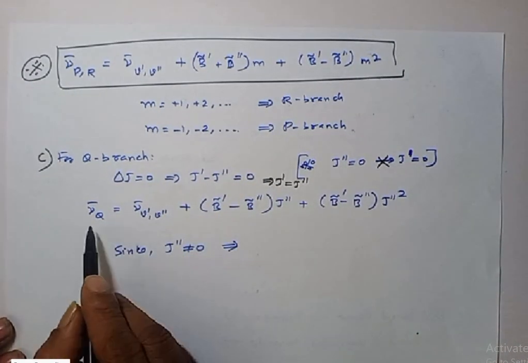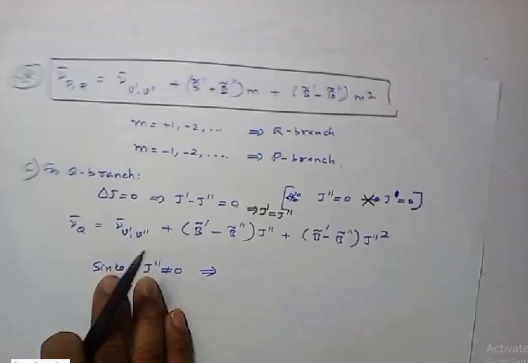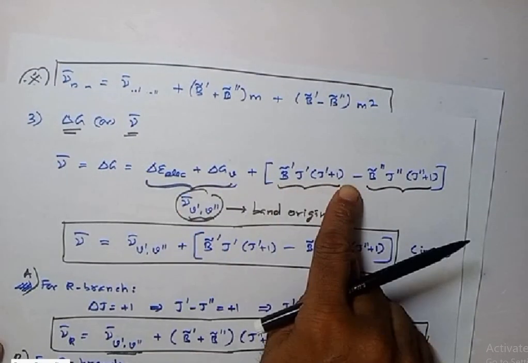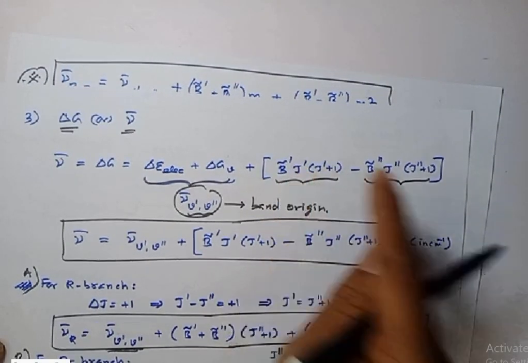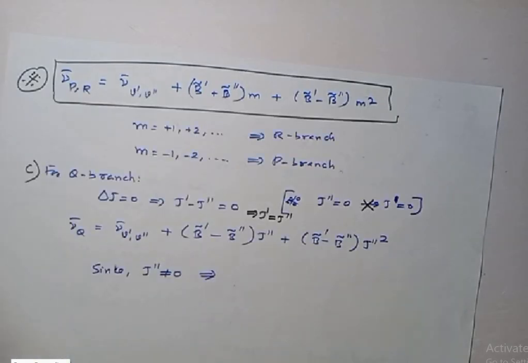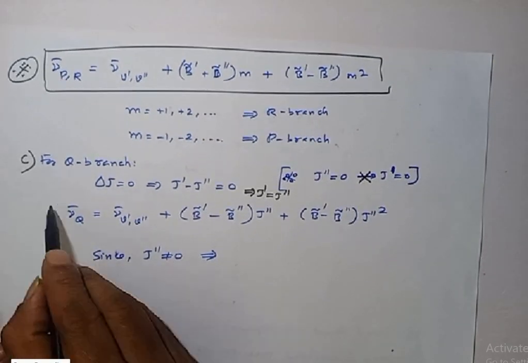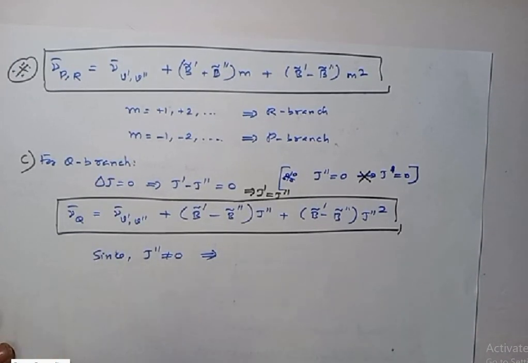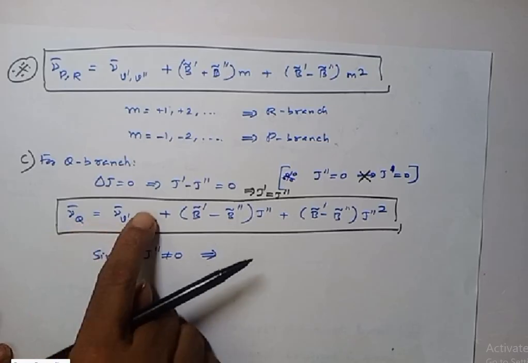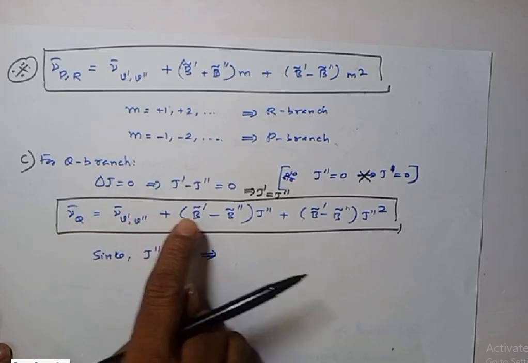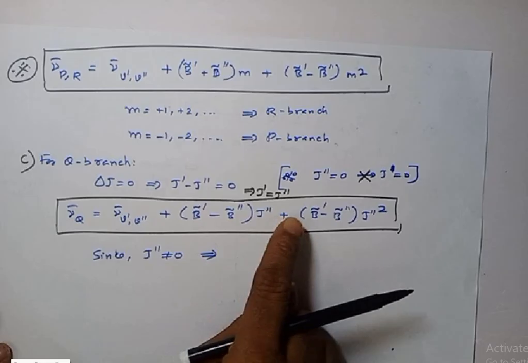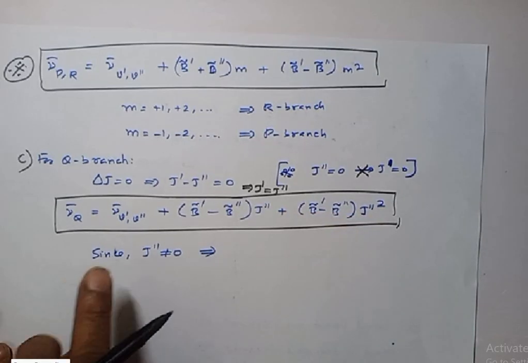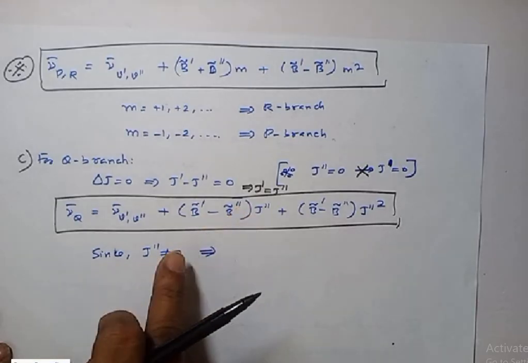Clear? Therefore, I can write. In the original general formula, wherever J prime is there, you put J double prime. If I put J double prime and simplify, we get an equation like this for the Q branch: the band origin plus B prime minus B double prime times J double prime, plus B prime minus B double prime times J double prime square. Remember, J double prime cannot be 0.